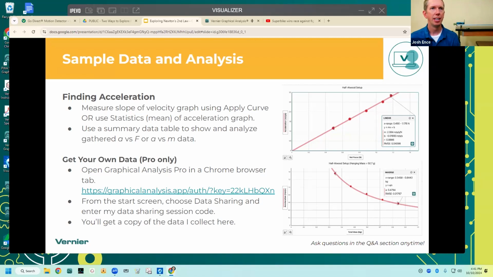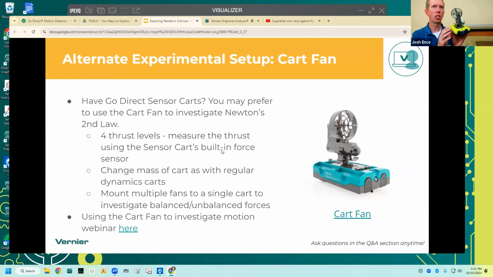All right. I want to talk a little bit about one other different piece here, and that is we have a fan that mounts to the carts. What I'm showing you right now is actually a sensor cart. That means it has a fifth wheel here that's encoded and transmits motion data to graphical analysis. But it'll also mount to just the kind of cart that I've been using here with my modified Atwood position. You can use these as a way of easily creating force on the object. If you want to do Newton's second law with this, you can do that.